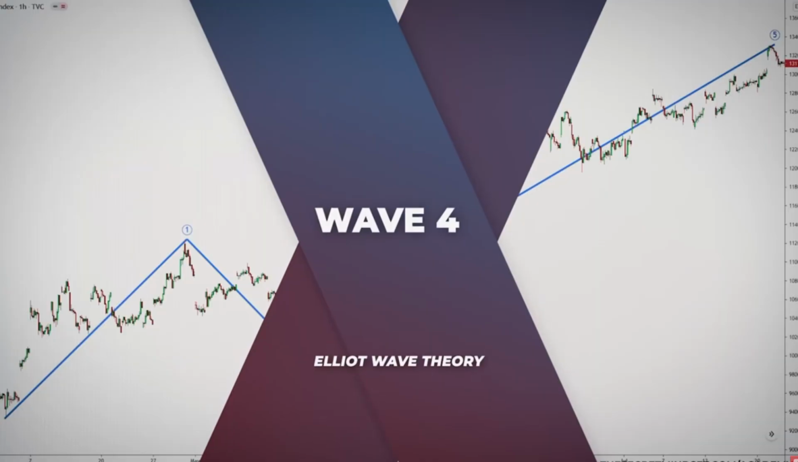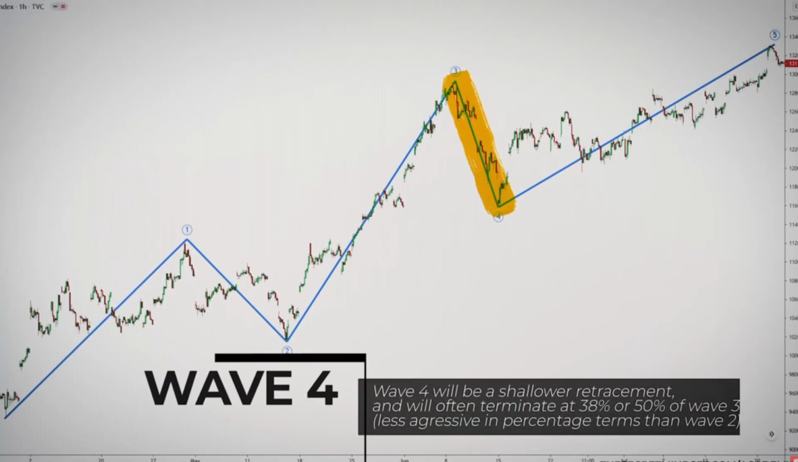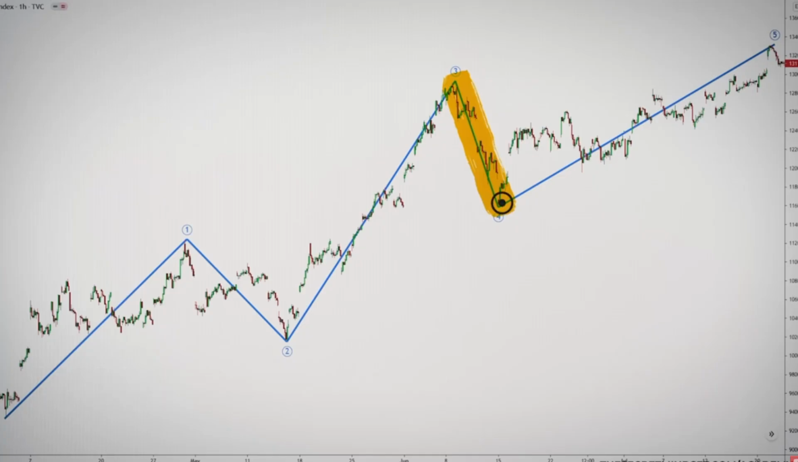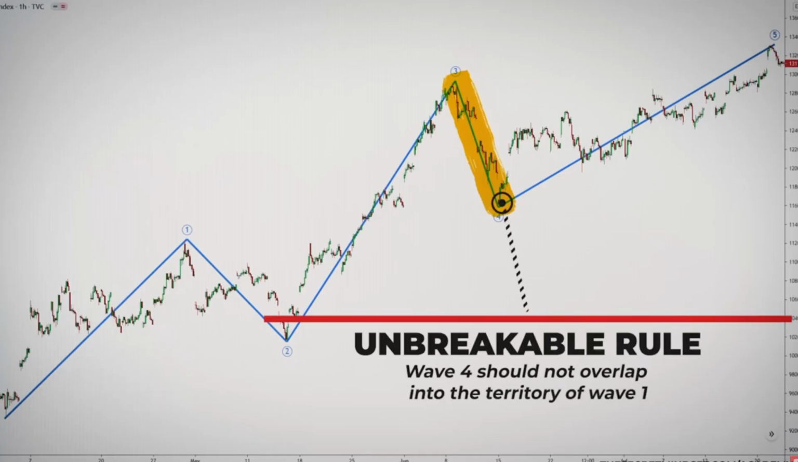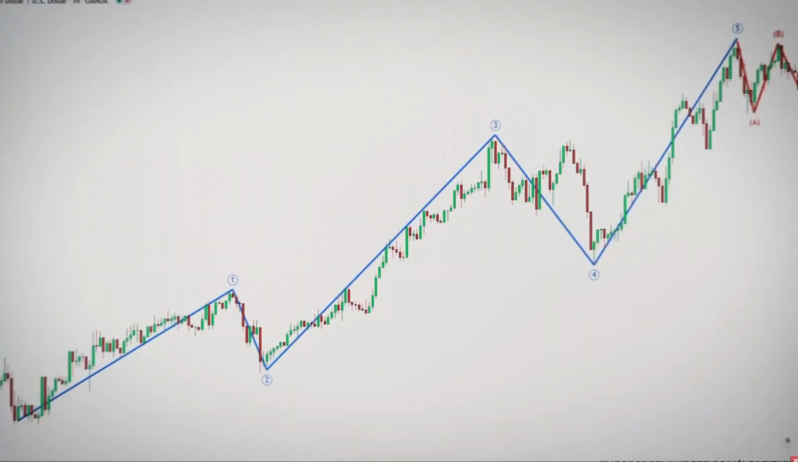Wave 4 will follow wave 3 and will retrace a portion of wave 3. Typically, wave 4 will be a shallower retracement and will often retrace 38% or 50% of wave 3. Since wave 3 is often the longest wave within the overall sequence, we can expect wave 4 to be less aggressive in percentage terms than wave 2. Also, you need to keep in mind one of the core rules within Elliott theory is that wave 4 should not overlap into the territory of wave 1. If it does, then you need to relabel your wave count, as this is an unbreakable rule.